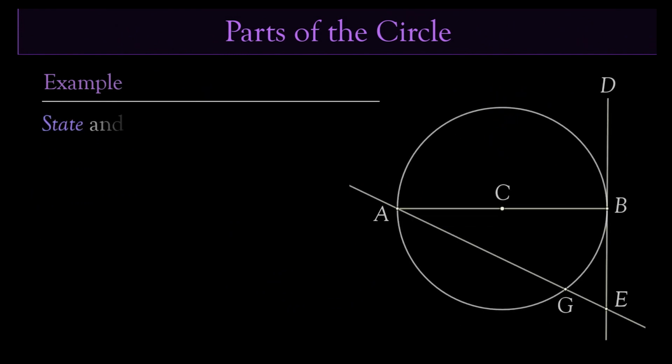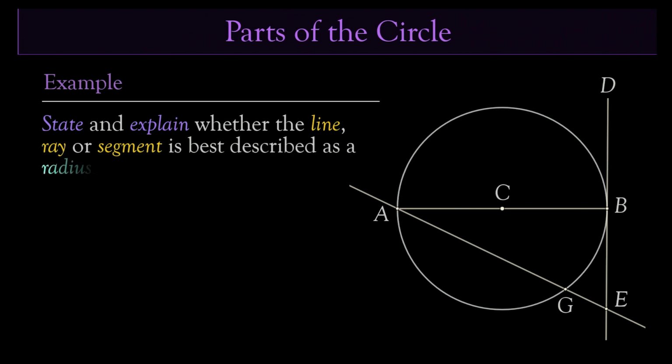All right, here are some examples. Actually, questions that somebody might ask you. If you were given a question revolving around circle theorems, some parts of the questions might require you to define parts of the circle. So state what it is and also explain why you think it is. State and explain whether the line, ray, or segment is best described as a radius, a chord, a diameter, a secant, or a tangent of the circle. Okay? So you want to state what it is and then explain why you think it is that.